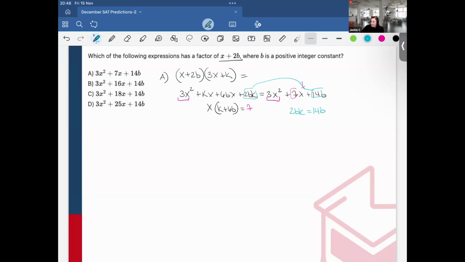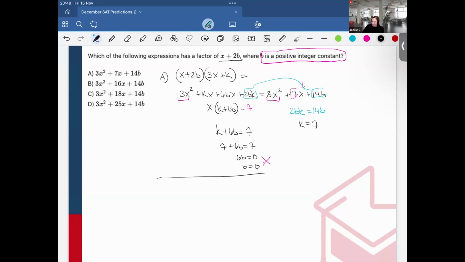Now I can easily solve for what k is, because dividing each side by 2b, k equals 7. And then here I have k plus 6b is equal to 7. I know what k is now. It's 7 plus 6b equals 7, so 6b equals 0, b equals 0. That doesn't work because it's not giving me b as a positive integer constant. So I must continue the journey.